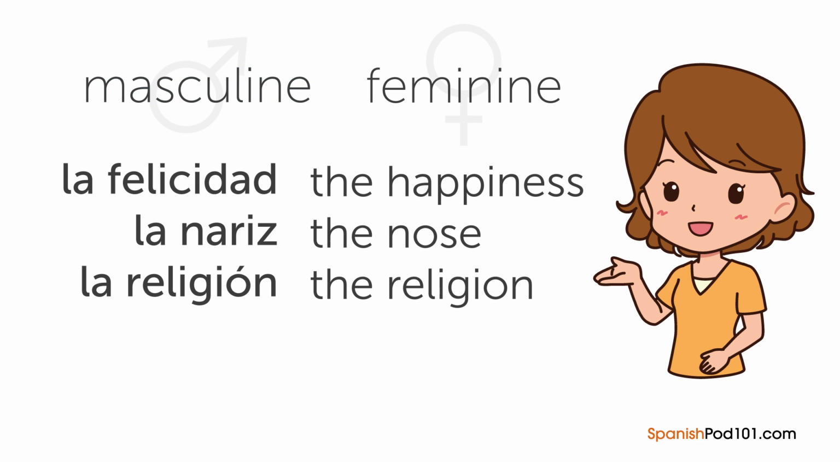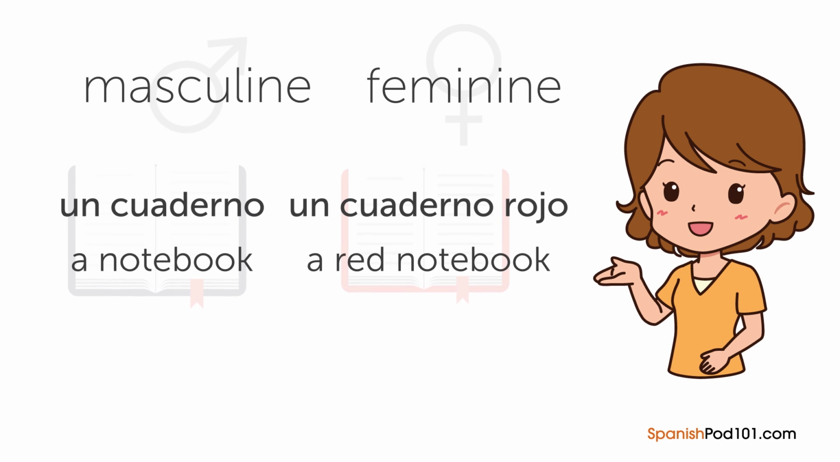On the other hand, nouns that end in D, Z, or ion are normally feminine. For example, la felicidad, the happiness, la nariz, the nose, and la religión, the religion, are feminine. It's important to remember what gender a noun is because it sometimes influences other parts of the sentence. They modify. Adjectives in particular change their spelling according to the gender of the nouns they modify.